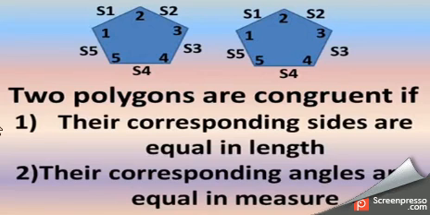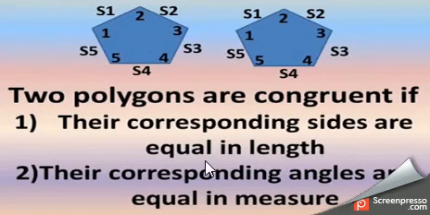Repeat after me. The two polygons are congruent if their corresponding sides are equal in length and their corresponding angles are equal in measure. Corresponding angles: angle 1, corresponding angle 1; angle 2, corresponding angle 2; angle 3, corresponding angle 3; angle 4, corresponding angle 4; angle 5, corresponding angle 5. Corresponding means the same place of the angle. If all of these angles equal all of these angles, I can say these two polygons are congruent.